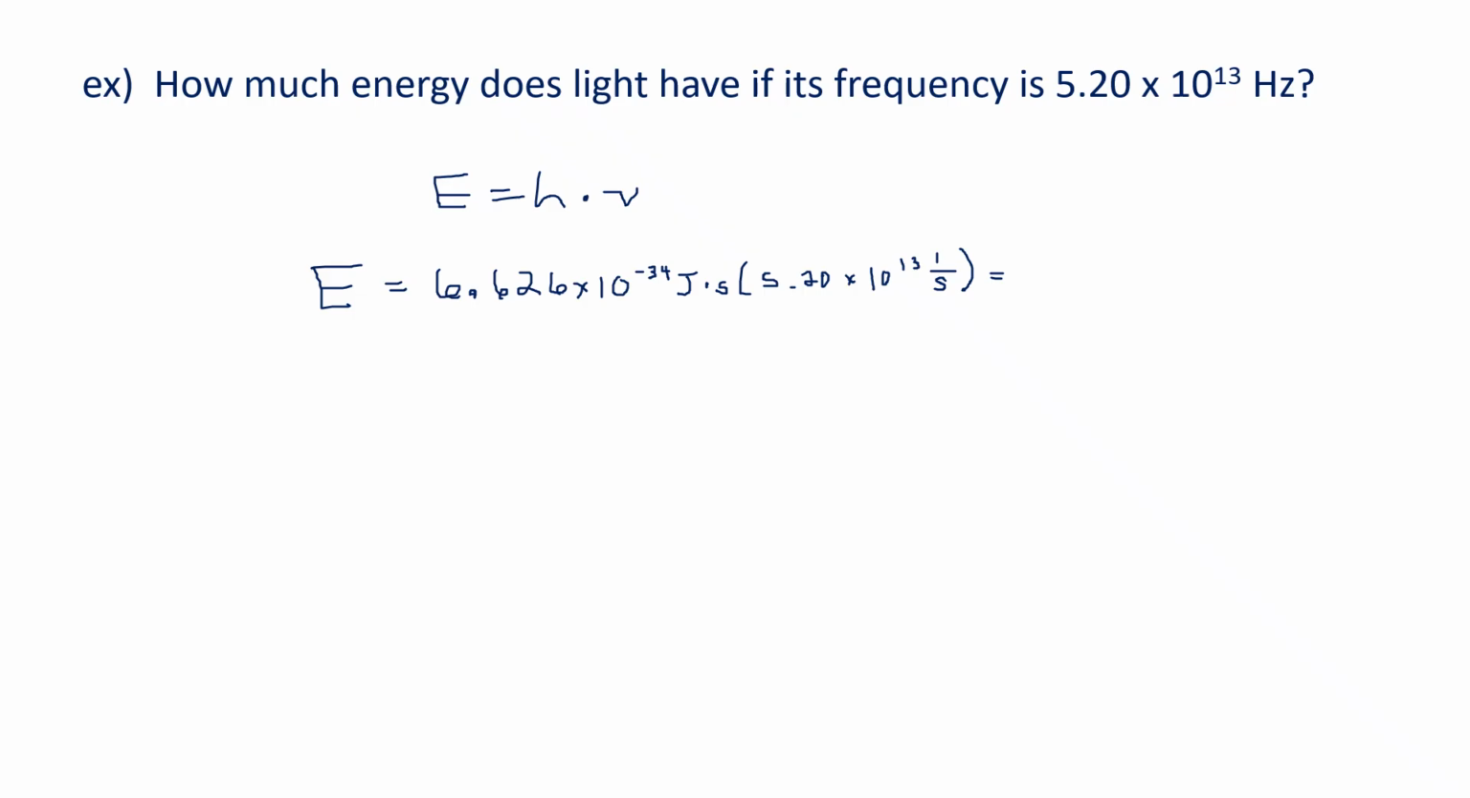And then we just punch it in the calculator, right? And we get 3.45. I'm going to keep 3 sig figs just like my frequency. 3.45 times 10 to the -20. And if you'll notice, seconds will cancel, and that will leave me with joules, which is the proper unit for energy.